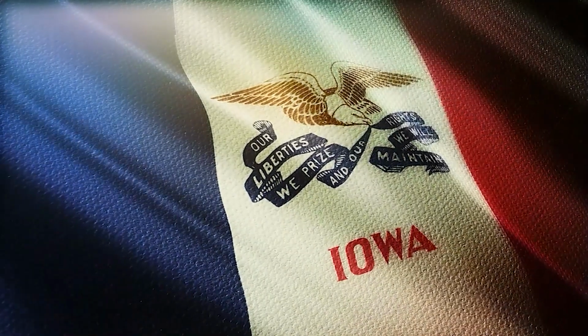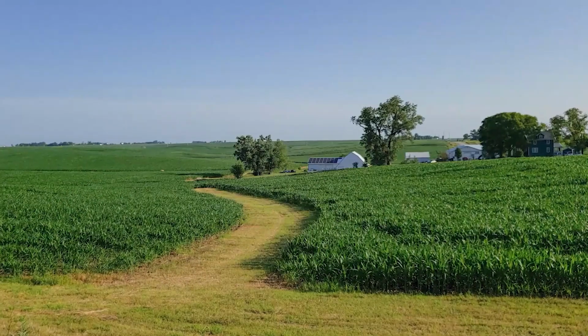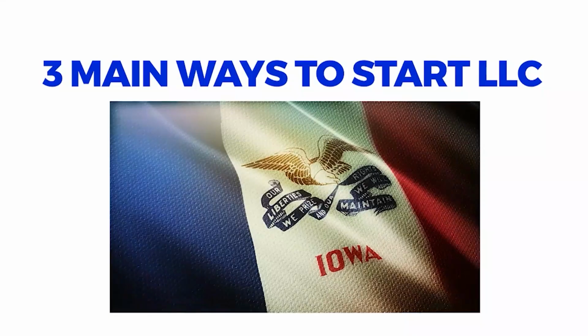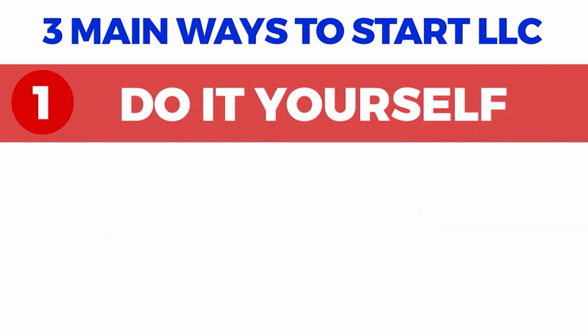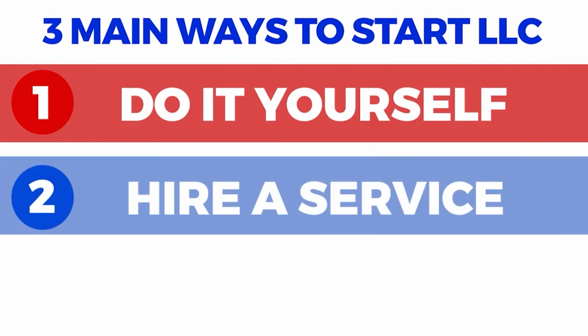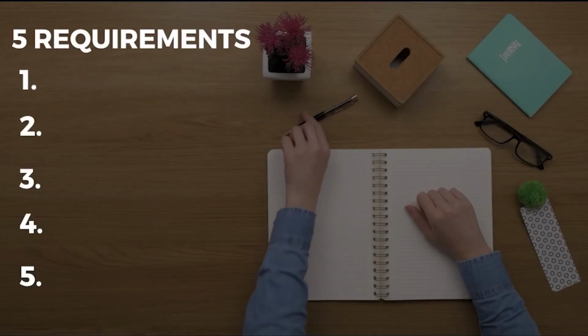Iowa LLCs are cost-effective and easy to set up. The state of Iowa, like other states, has several specific LLC requirements. There are three main ways you can start an LLC in Iowa. First is the DIY or do-it-yourself process, where you mostly depend on Iowa State's website. The second way is hiring a professional service, which practically offers more efficiency and security in the process of creating your LLC. While the third one is hiring an attorney. Let's first take a look at the steps required for starting an LLC on your own.